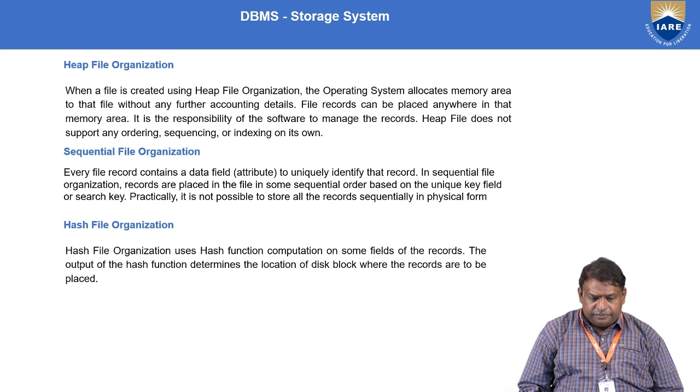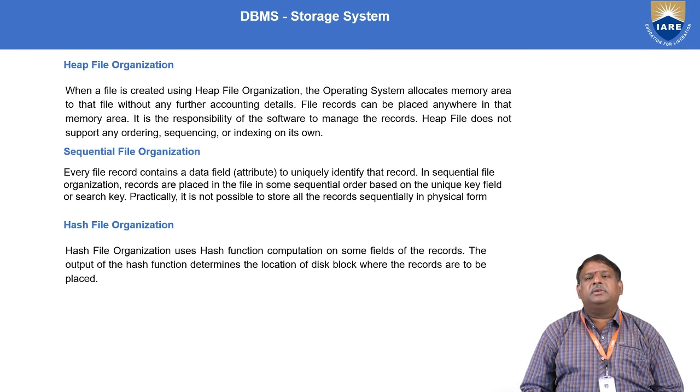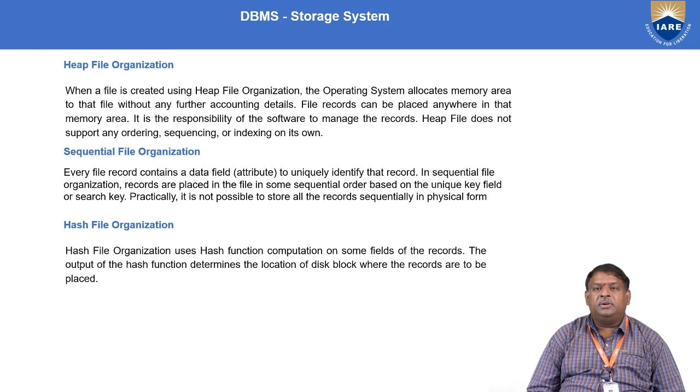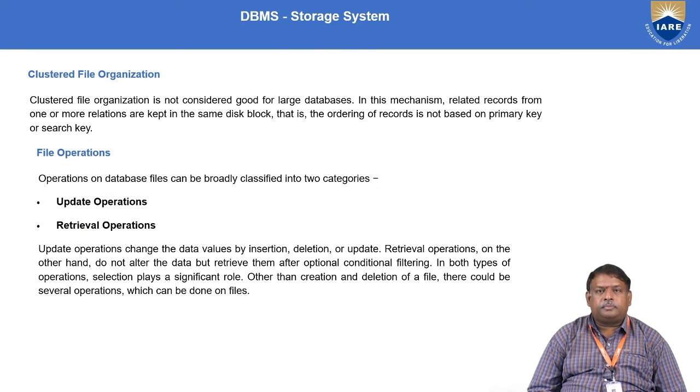Next is the hash file organization. Hash file organization uses a hash function computation on some fields of the records. The output of the hash function determines the location of the disk block where the record has to be placed.